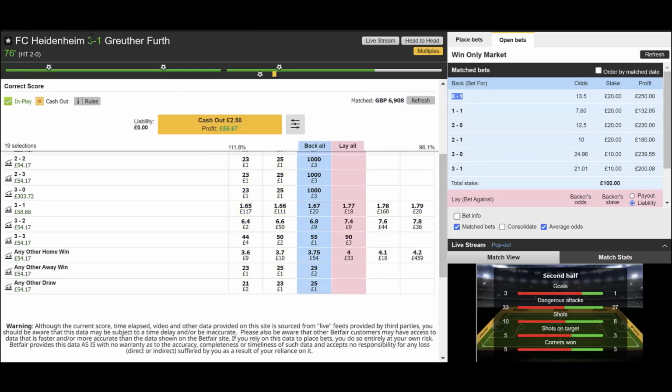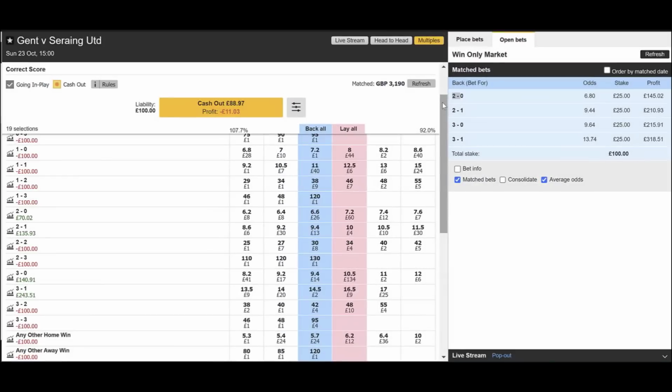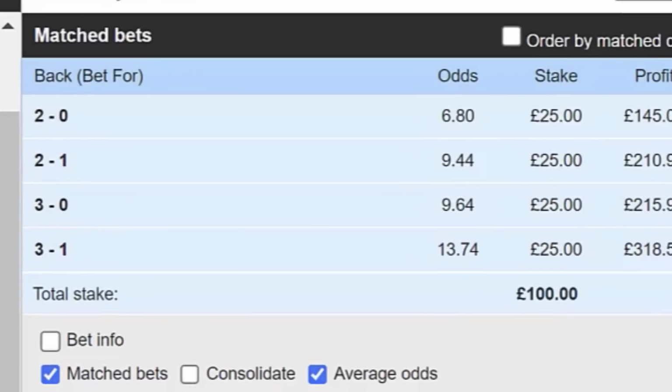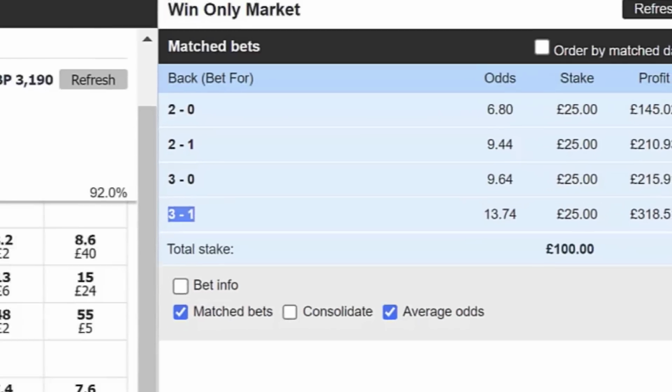FC Heidenheim 3, Fürth 1, 76 minutes on the clock. We've got this match just about to kick off from Belgium. This is Ghent against Sereng United, and we've covered all score lines in favour of Ghent. Ghent are a strong favourite for this one, 1.4. We've covered the 2-0 win, the 2-1 win, 3-0 and 3-1 win in favour of them. Let's see how this match develops.